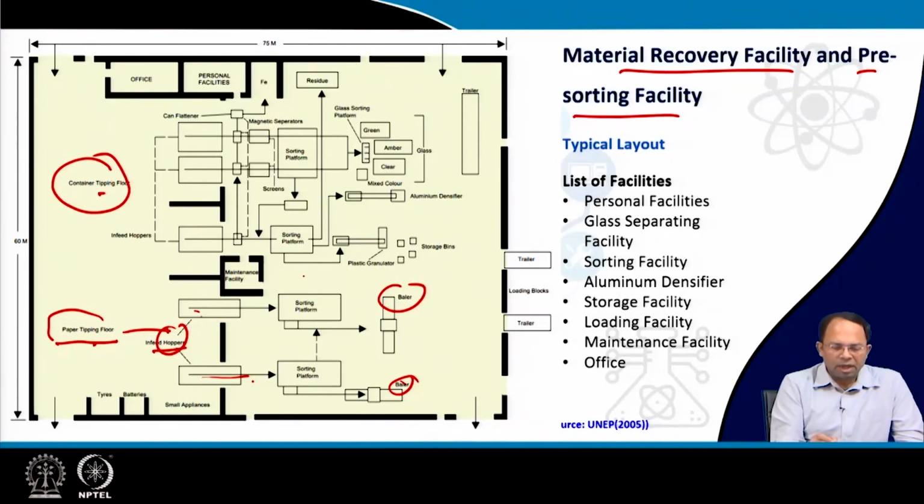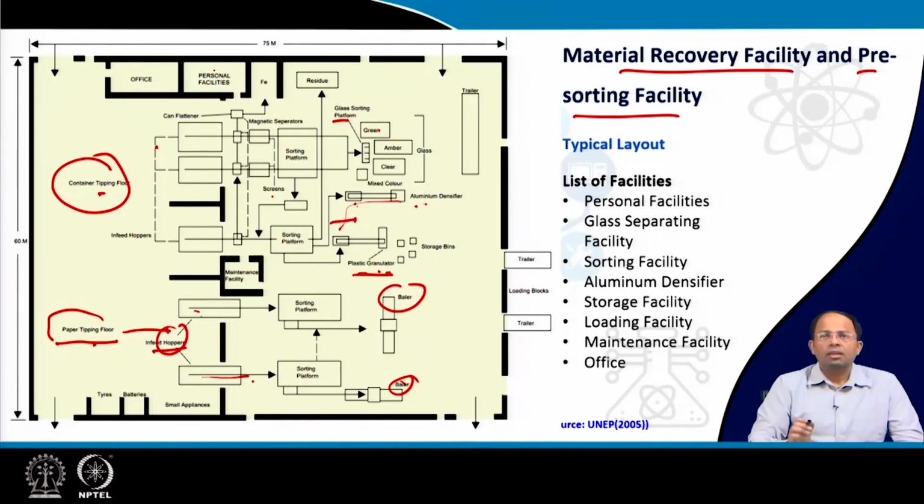In case of container tipping, you can see there is a sorting platform, and then this is the plastic granulator. Here these are the infeed hoppers, and we have magnetic separators and different kinds of screens, and using these we can have glass segregated, which is green, amber, clear. These are the three kinds of glass. Then here we have aluminum densifiers, so this is where aluminum is being separated. These are plastic granulators, so this is where plastic is being separated. This is the overall layout of a typical material recovery facility and pre-sorting facility.